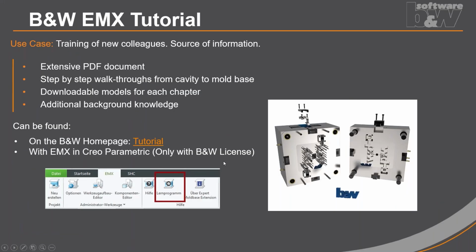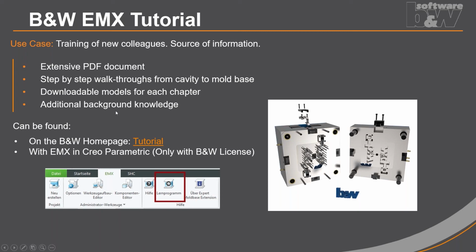Now I would like to talk again about our tutorial. Last year we went through another cycle and we improved this tutorial a lot. What's new now is a step-by-step walkthrough tutorial, and you really start from the Creo cavity assembly and go to the finished mold base, which is the mold base that you see in the image on the right side. So we go through each chapter, and you can just click through the whole process.